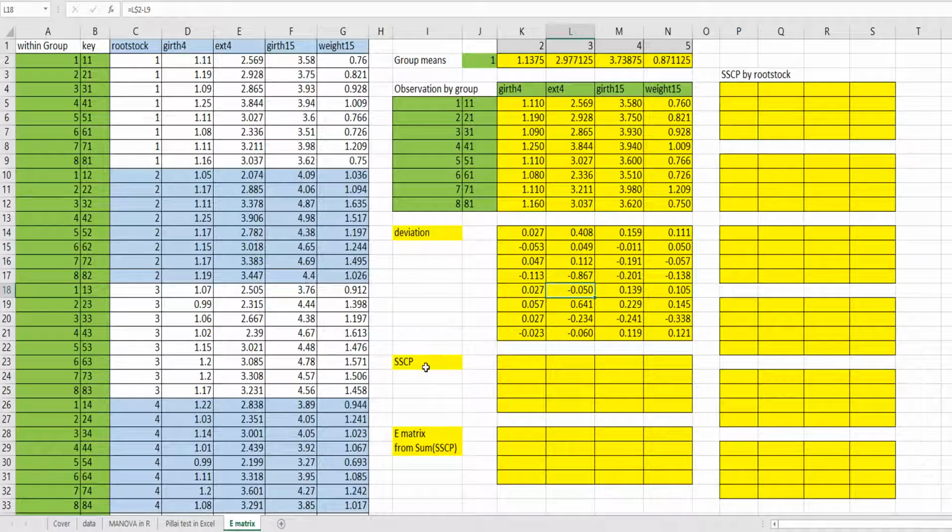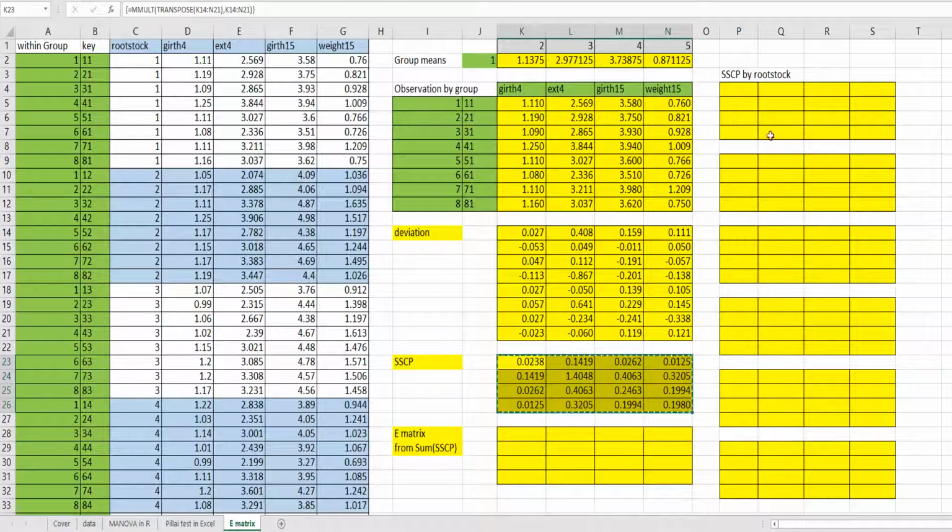Okay, then SSCP can be calculated by selecting 4x4, then MMULT and transpose this one, comma, and the same matrix, and press Ctrl Shift Enter. Alright, so this is the SSCP matrix for group 1.